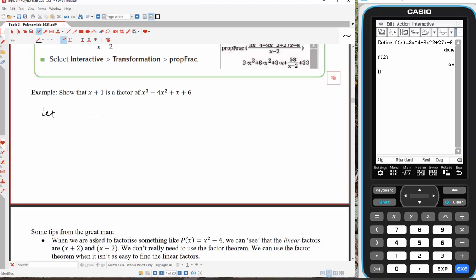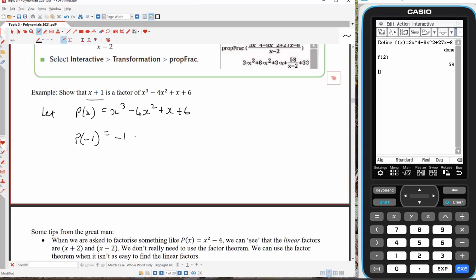So we're going to say let p of x equal x cubed take away 4x squared plus x plus 6. All right, now we'll do p of negative 1. So if it's a factor, if we pop in p of negative 1, it should be 0. So let's show it by actually working it out.